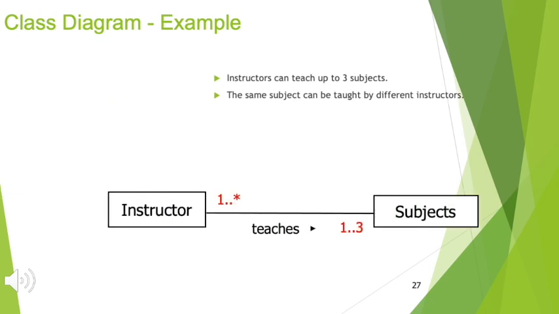Another statement: the instructor can teach up to 3 subjects, and the same subject can be taught by different instructors. So this is the relationship between instructor and subject. An instructor teaches a subject. How many instructors can there be? It can be a lot of instructors, so one to many multiplicity. And each instructor can only teach up to 3 subjects, so 1 to 3 multiplicity for subject.